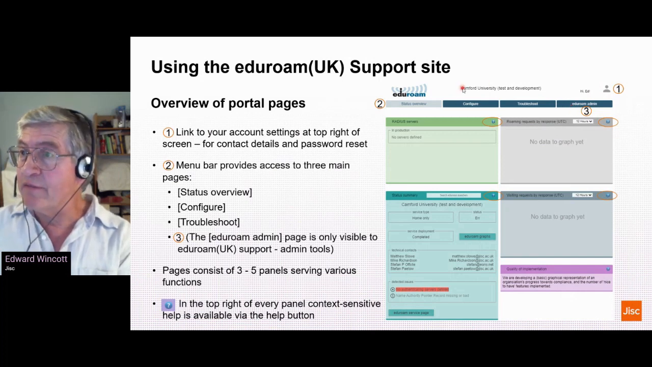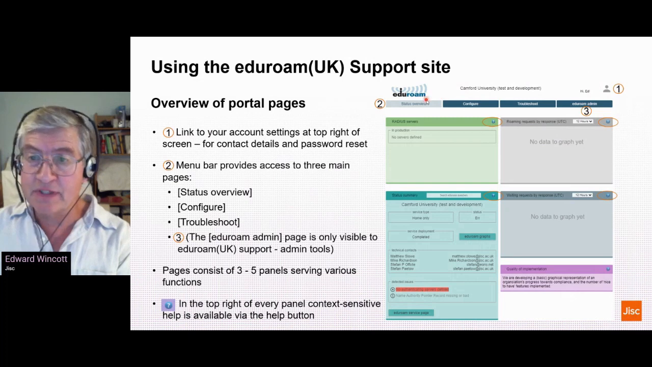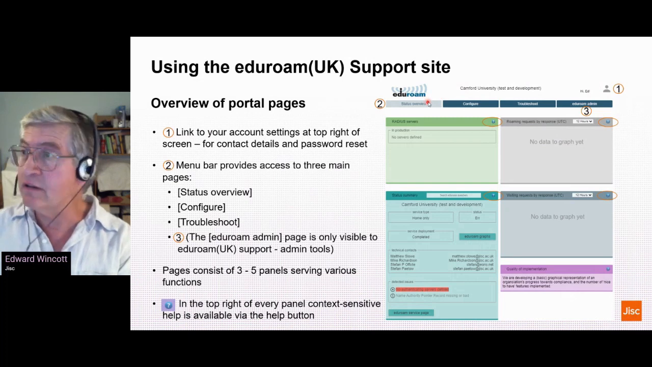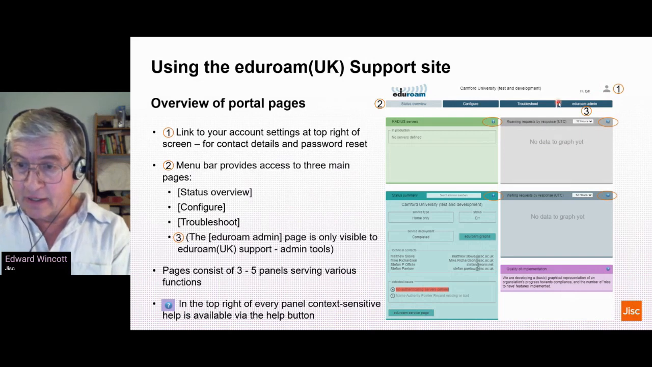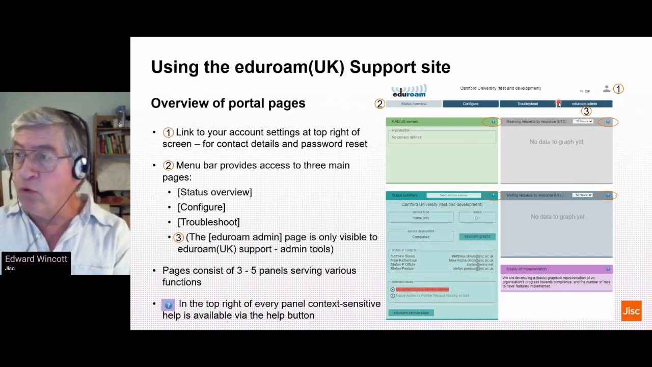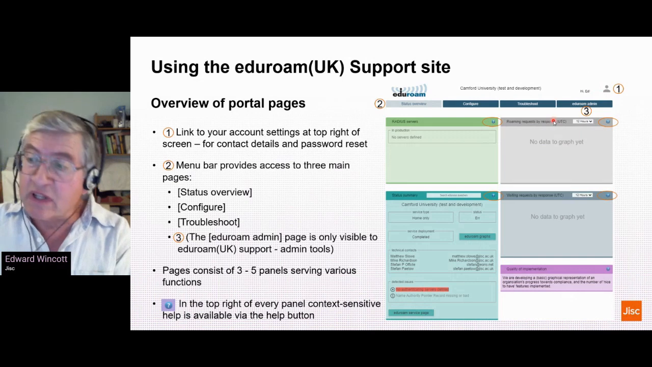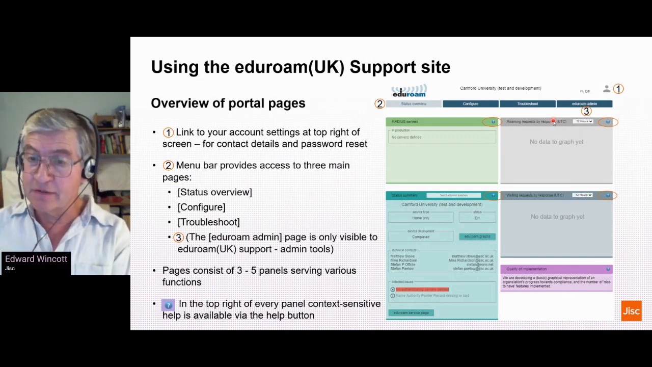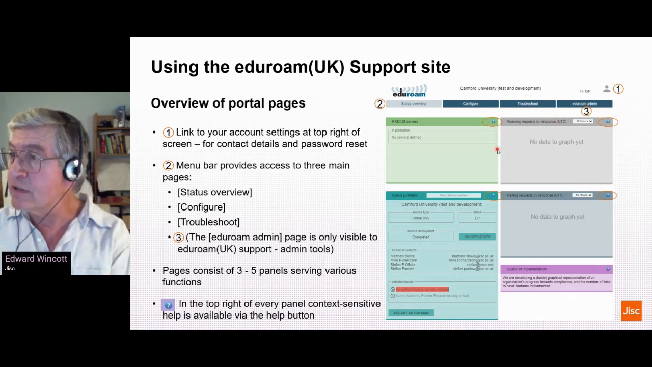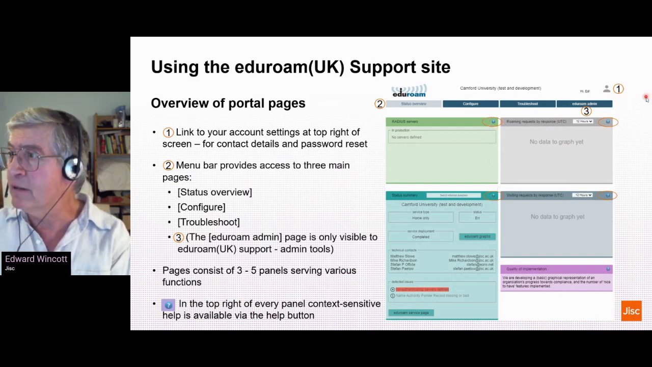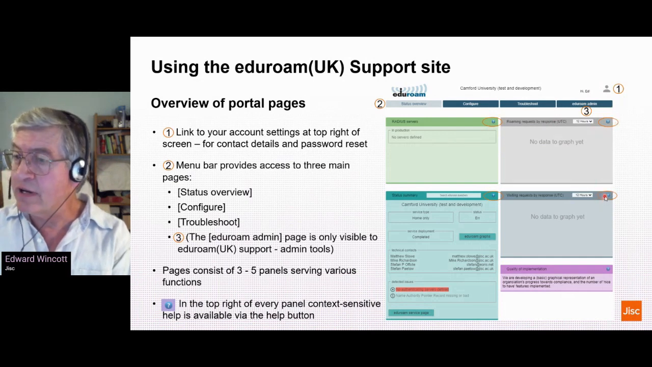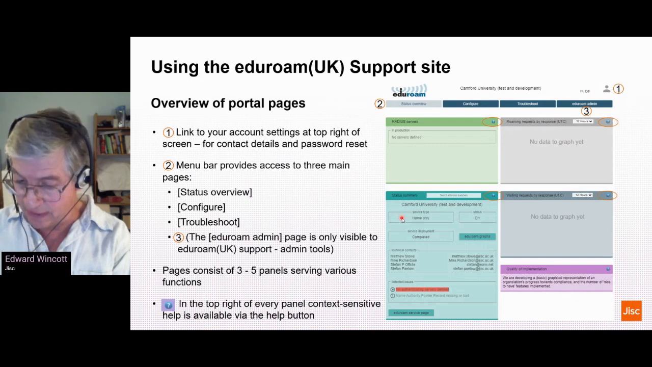So you have three main items: status overview, configure, and troubleshoot. And all of the pages consist of between 3 and 5 panels serving various functions. And let's take this early opportunity to point out that on the top of every single panel, you have a little help icon, and that provides context-sensitive help.